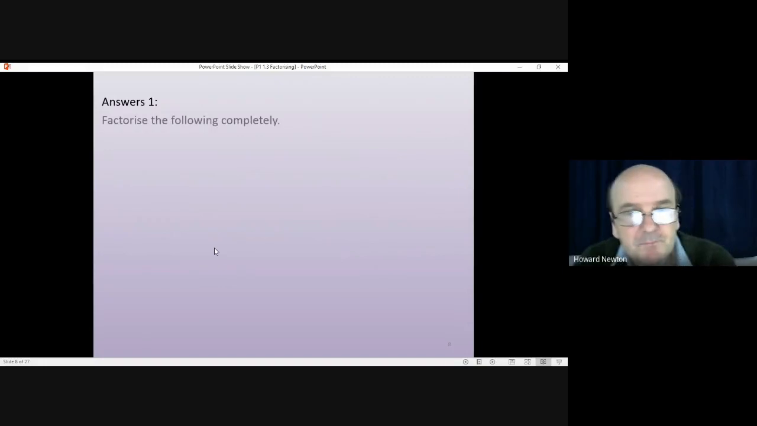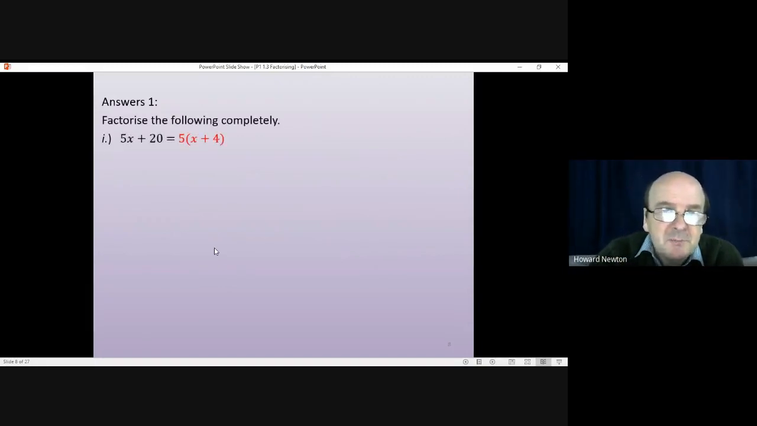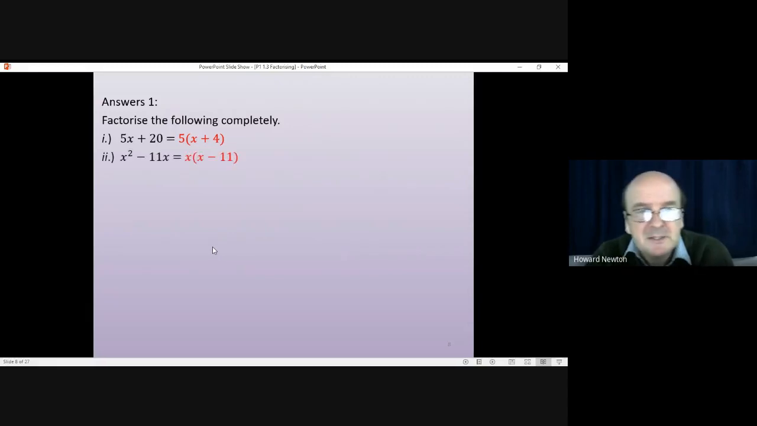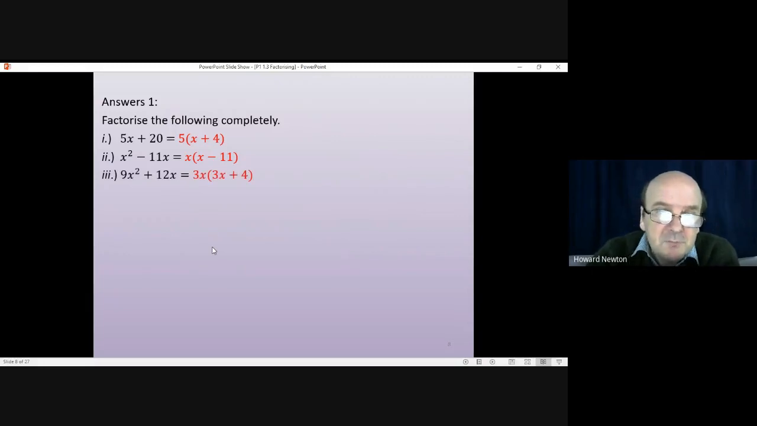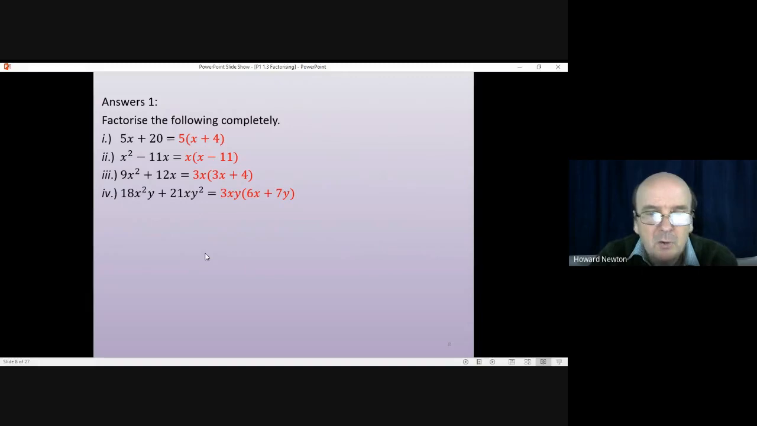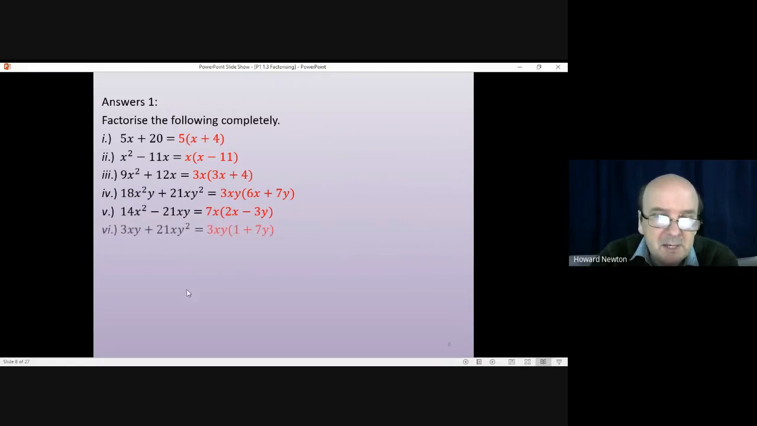The first question, 5 is common to both terms, so it's the 5 that goes outside the brackets, x plus 4 inside. The second question is x that's common to both terms. The third question, both 3 and x are common to both terms, so they go outside the brackets, leaving us with 3x plus 4 inside. The fourth question, 3x and y are all common, so they go outside, leaving us with 6x plus 7y inside. And the fifth question, 7x is common to both, which leaves us with 2x minus 3y inside.